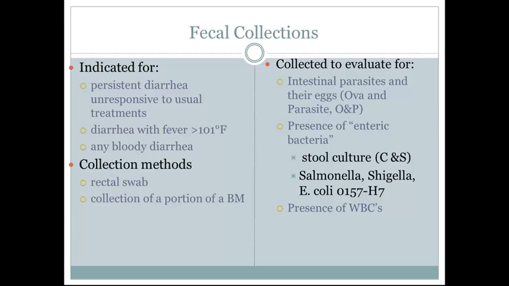We will sometimes evaluate intestinal parasites and their eggs, which is also called an ova and parasite, or abbreviated as an O&P. We also will test for the presence of enteric bacteria, so a stool culture, or C&S, for Salmonella, Shigella, E. coli, or C. diff. We can also test for the presence of white blood cells. So for C. diff and white blood cells, it needs to be collected in a sterile container.